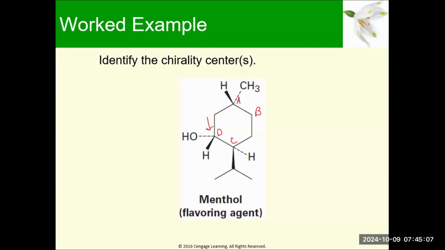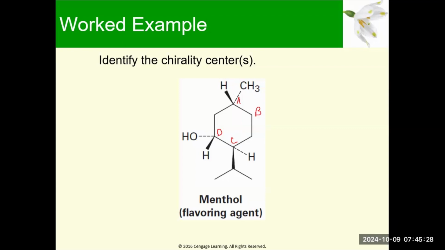However, if I go again, I get to a carbon that has an OH group. That is not identical to the other side. So if I put a line here, there's no line of symmetry. This is different from this. Okay? So therefore, A is bonded to 4 different things. So A would be chiral.